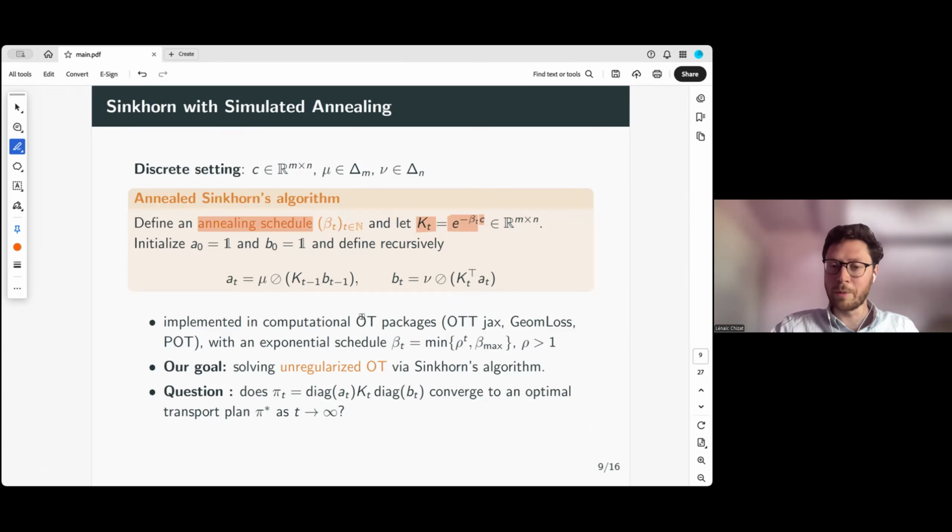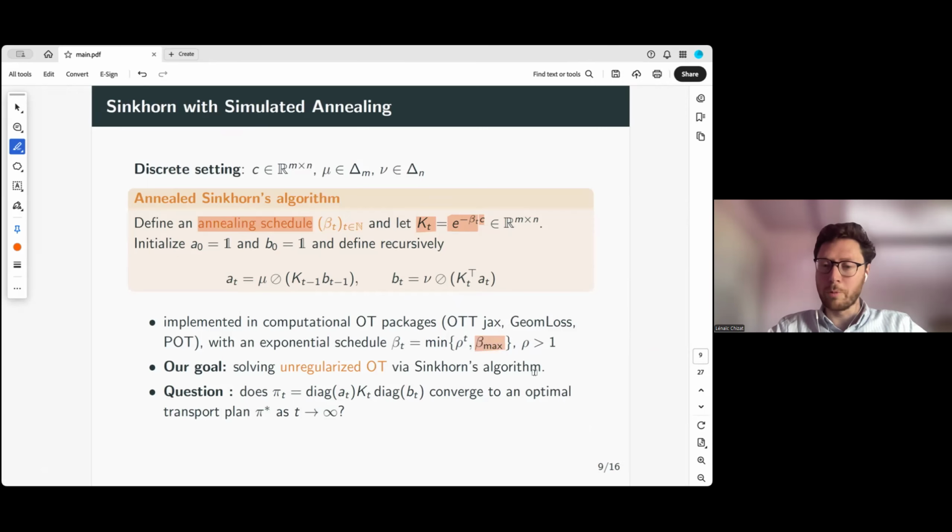If you look at optimal transport packages like in JAX, in Python or other languages, these computational packages propose to use Sinkhorn with an annealing schedule beta_t, which is exponential in time. Usually they parameterize it with 1 over beta, and this will decay exponentially to 0 along the iteration, except that they typically cap it to some maximum value of beta.